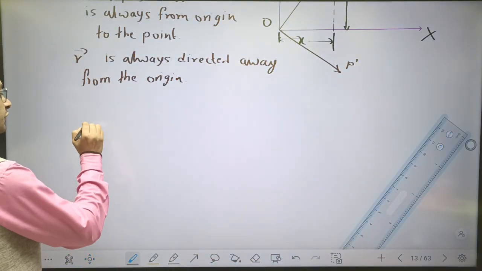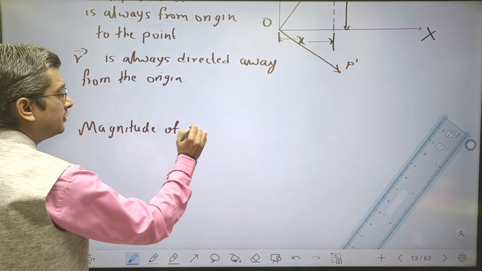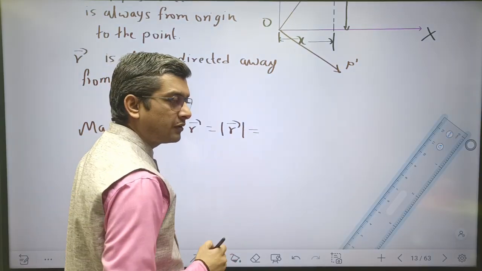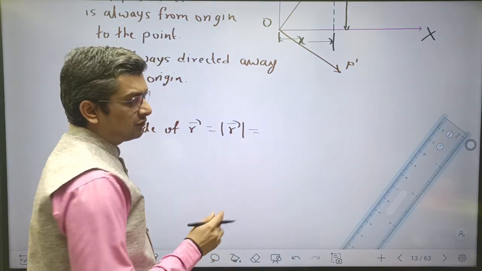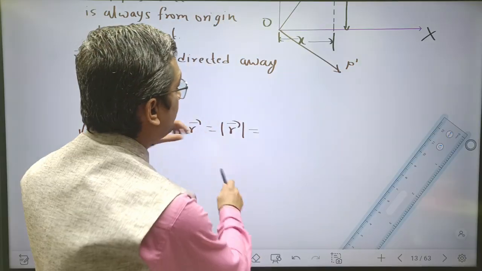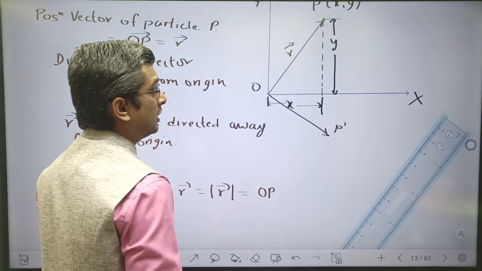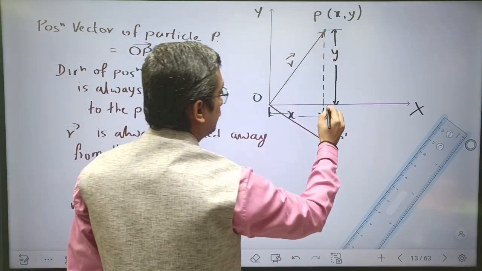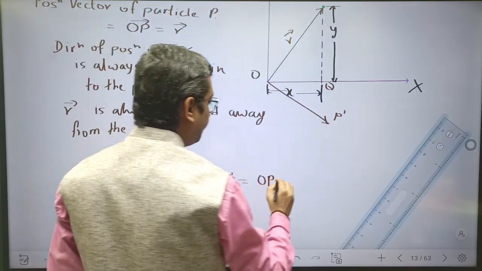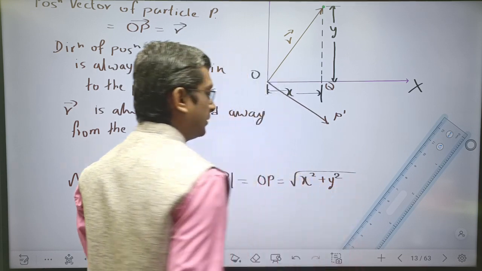So the magnitude of the position vector is the magnitude of R, given by mod of R vector, and this mod of R vector is represented by the line OP. So whatever the length of OP, the length of this line OP will represent the magnitude of vector R. So this is equal to OP. Now observe the triangle OPQ. This is Y, this is X. So this OP is given by the Pythagoras theorem, root over x square plus y square, isn't it?